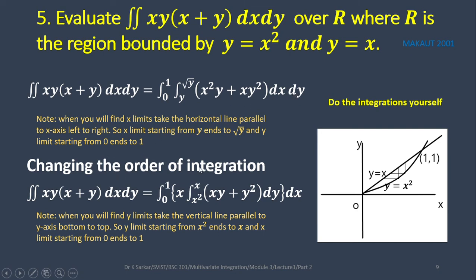If we change the order, then first we have to integrate with respect to y. So we will find the limits from these vertical strips, bottom to top. At the bottom, the y value is x square, and at the top, the y value is x. So the y limits are x square and x. And the x limits start from 0 and end at 1.